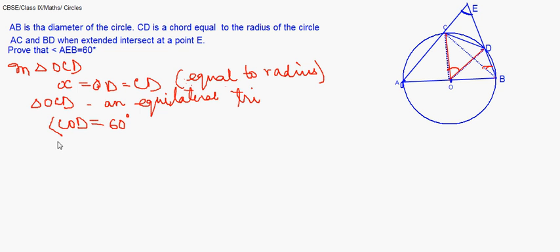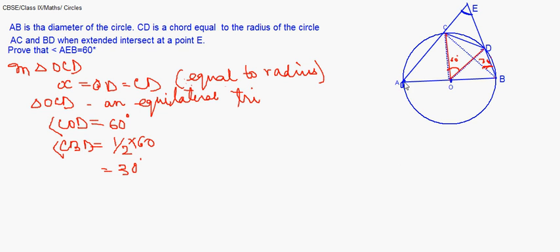Now why? I write it first. Angle CBD will not be 60 degrees here. It will be half of COD. So that will be half of 60. That makes it 30. Angle formed at the center is double the angle formed on any part of the remaining circle. So if this angle is 60, CBD will be half of that. It becomes 30.